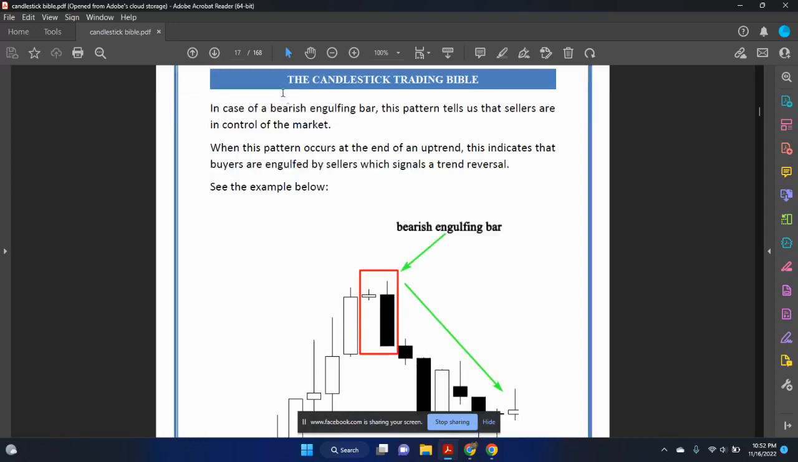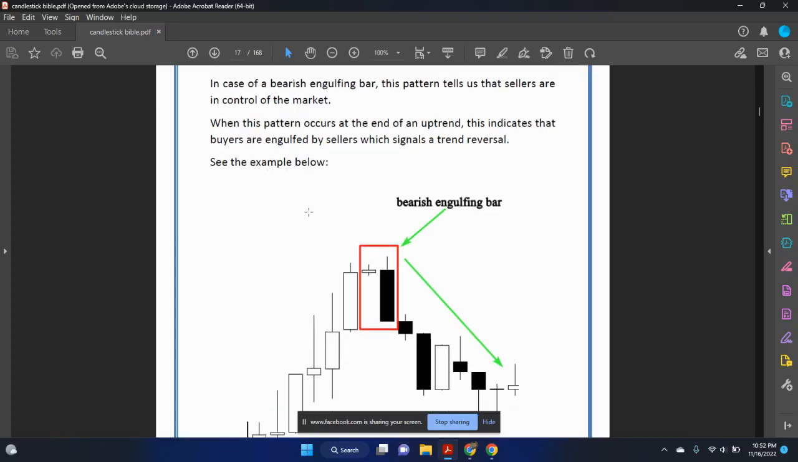In the case of a bearish engulfing bar, this pattern tells us that sellers are in control of the market. Meaning we should be selling. When this pattern occurs at the end of an uptrend, this indicates that buyers are engulfed by sellers, which signals a trend reversal. All right, and then it has an example below.